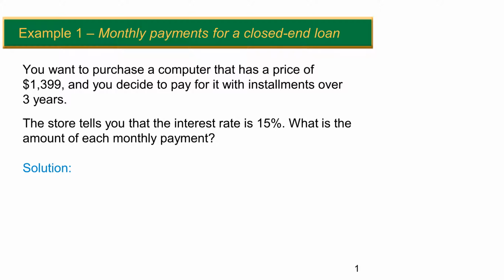So this is example 1, and it says you want to purchase a computer that has a price of $13.99, and you decide to pay for it with installments over 3 years. The store tells you that the interest rate is 15%. What is the amount of each monthly payment?